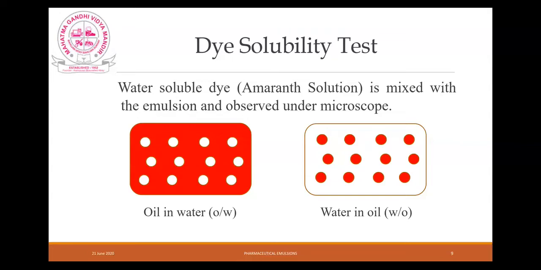That's why we can immediately identify the type of emulsion is O/W. In another figure, the internal phase gets colored with the red color of amaranth solution, which means water is the internal phase and the type of emulsion is water in oil, that is W/O.